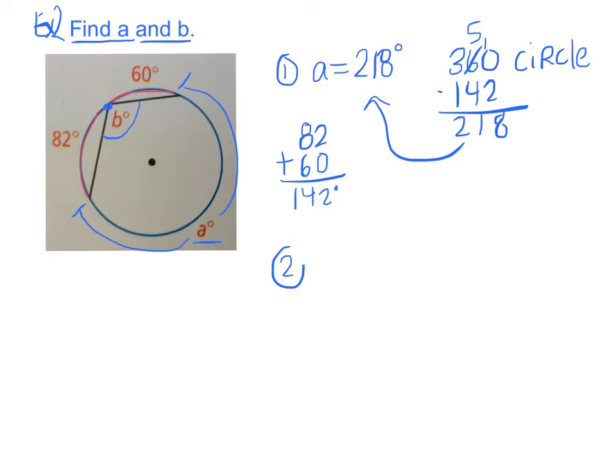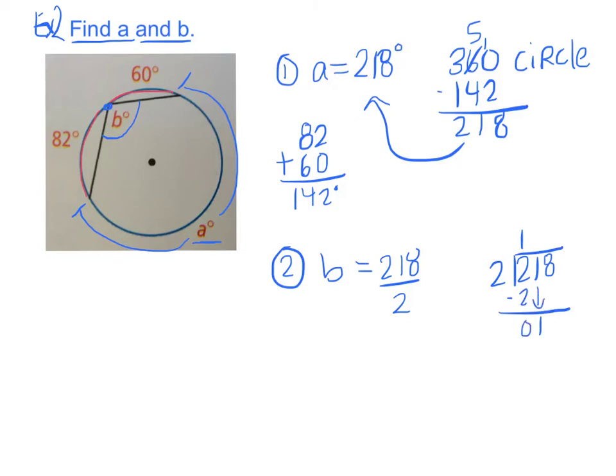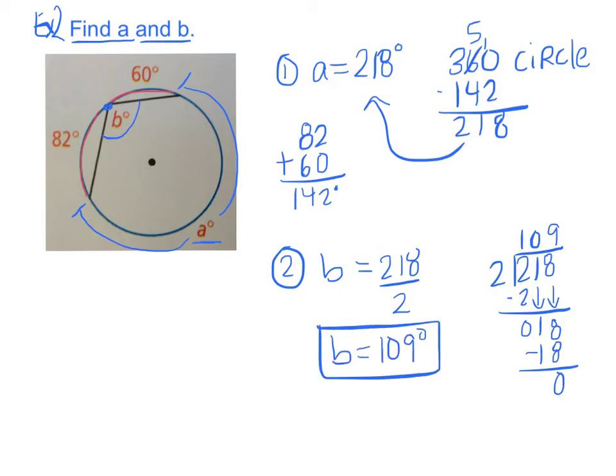Now my second step is to find the angle measure of angle B. Now I know that angle B is half of arc A, so angle B is half of this amount. So I'm going to take 218 and divide by 2. 2 goes into 2 one time, with a remainder of 0. Bring down my 1, can't go in there, so I'm going to bring down my 8. 2 goes into 18 9 times. So I know that angle B is 109 degrees. And those are my two measurements.